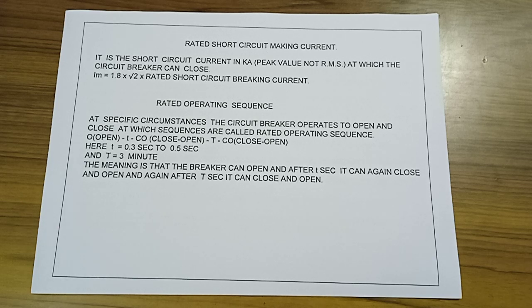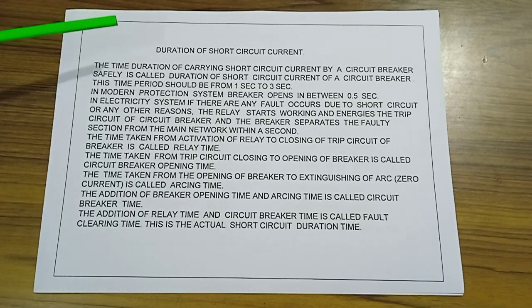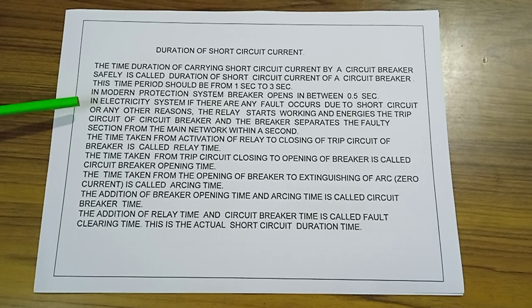Okay, next. Duration of short circuit current. The time duration of carrying short circuit current by a circuit breaker safely is called duration of short circuit current of a circuit breaker. This time period should be from 1 second to 3 seconds. In modern protection systems, the breaker opens within 0.5 second.